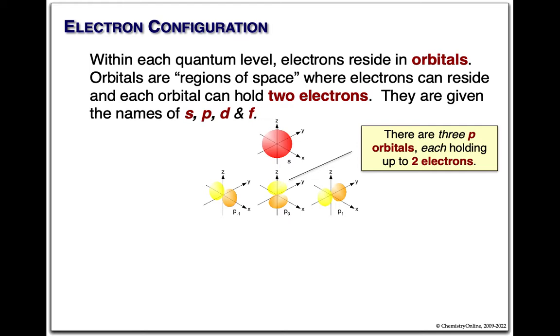One thing we know, however, is that they are never, ever in the middle. Somehow they go from here to here without ever being in the middle. It's the magic of quantum mechanics. So we have 3 p orbitals, and each can hold 2 electrons.